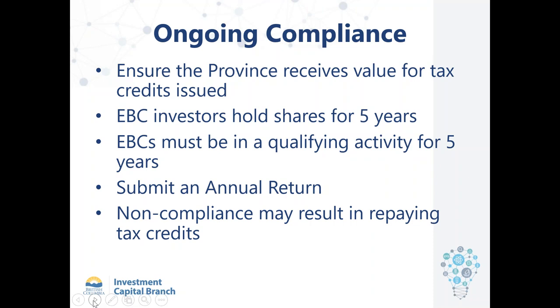And so if a company does have its exit event, a merger and acquisition or an IPO, we can tell it what its liability is. So if a company is approached and it's going to be acquired, we can tell the company what its tax credit liability is, and they can include that amount in their negotiations around the price per share, because that will then tell the investors, if they are disposing of their shares, how much they have to repay back to the province.